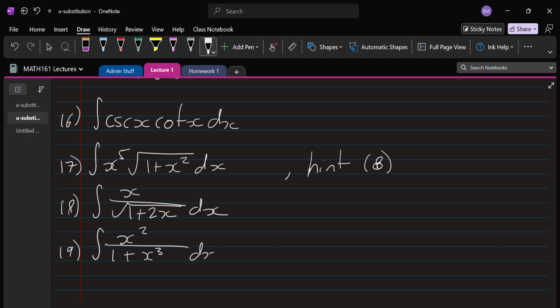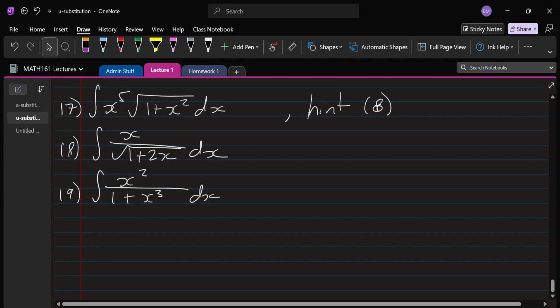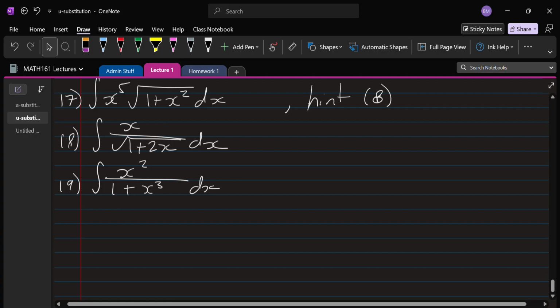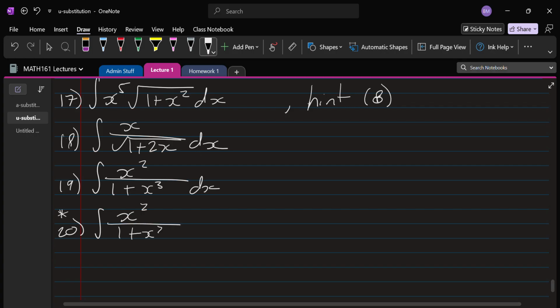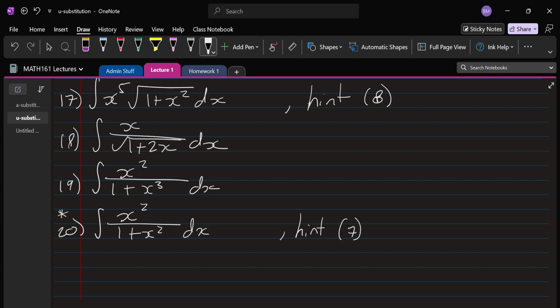Okay, 19, integral of x squared over 1 plus x cubed. That's just a direct u substitution, nothing difficult there. And 20, little star here, integral of x squared over 1 plus x squared. Okay, think about what we did for number 7.